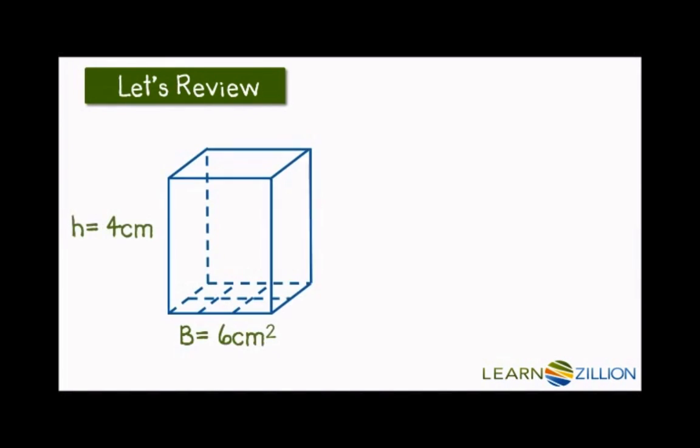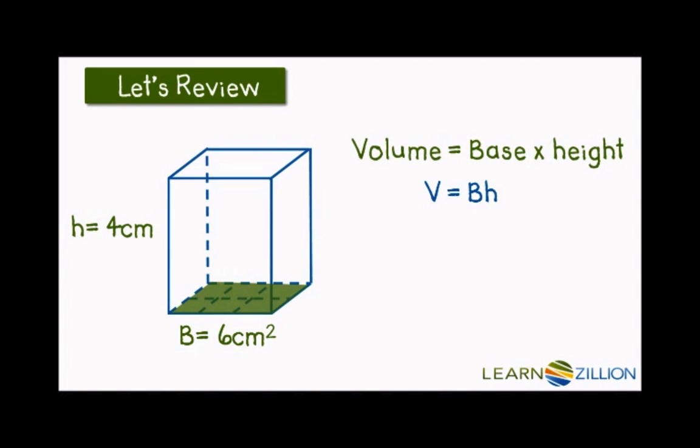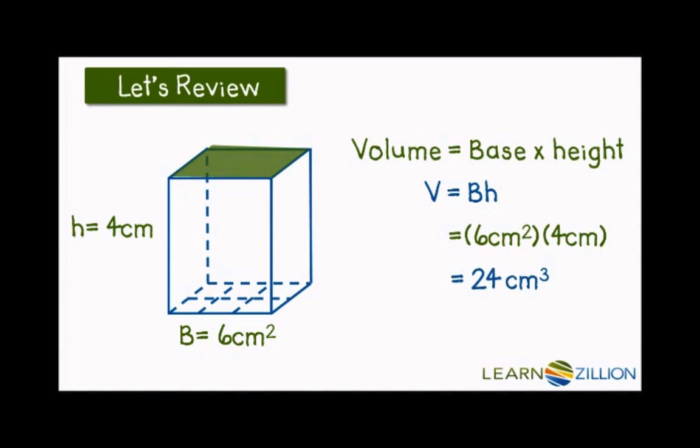Let's review. You already know that the volume of a rectangular prism is given as the base area times the height. This is often represented as volume equals big B times H. And if we take the base area of a rectangular prism and we fill the prism with that base by stacking it higher and higher, we fill the prism and we get the volume. So in this case, we would take the base area of 6 centimeters squared and multiply it by the height of 4 centimeters, and this would give us 24 centimeters cubed.